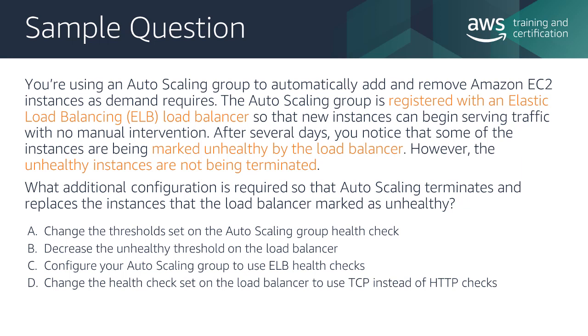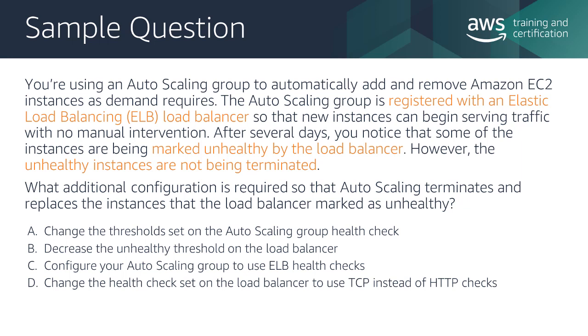That's great. After several days, you notice some instances are being marked unhealthy. However, the unhealthy instances are not being terminated. So what additional configuration is required so that auto-scaling actually terminates and replaces the instances the load balancer marks as unhealthy? This means understand the difference between how an ELB operates and auto-scaling operates.